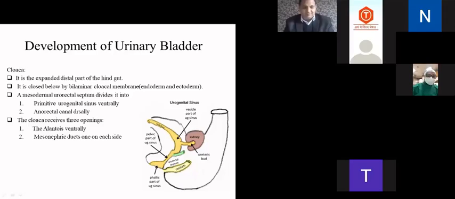So cloaca receives three openings: the allantois ventrally. Allantois is nothing but this one, the remnant of which will form the urachus and the median umbilical ligament. So cloaca receives this opening from apex, and the mesonephric ducts. These are mesonephric ducts, one opening on each side. As we have already seen, mesonephric ducts give rise to the ureteric bud and the formation of the kidneys takes place. So the urogenital sinus or cloaca receives all three openings: urachus or the allantois ventrally, and the mesonephric ducts, one on each side.